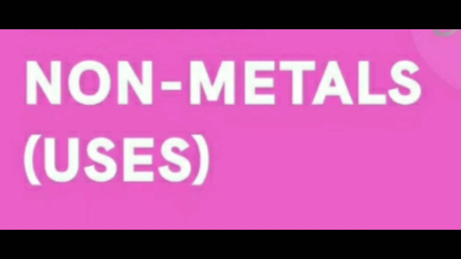Uses of non-metals. Number 1. Oxygen is a basic requirement of life and is inhaled while breathing. Number 2. Nitrogen is used in fertilizer to enhance the fertility of soil. Number 3. Chlorine and fluorine are used for water purification. Number 4. It is used as an antiseptic and applied on wounds. Number 5. It is used as a disinfectant.